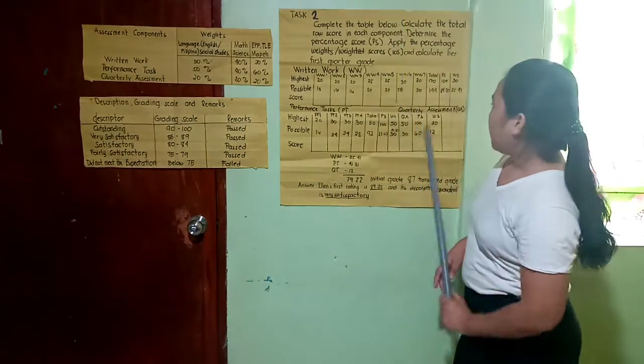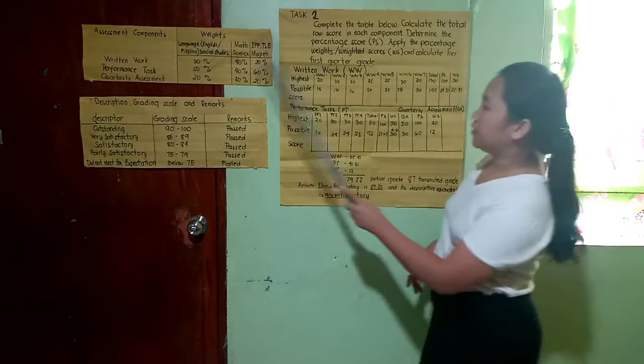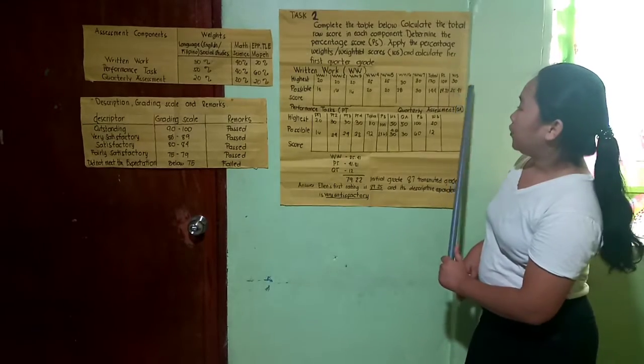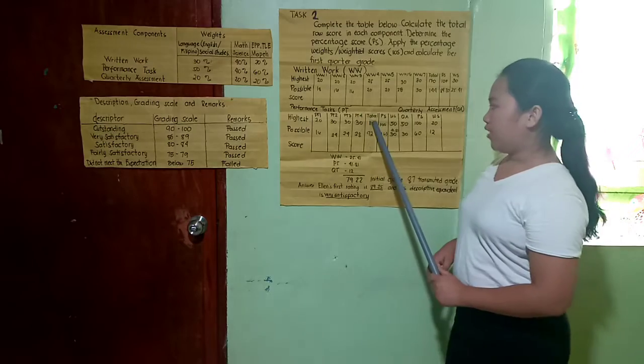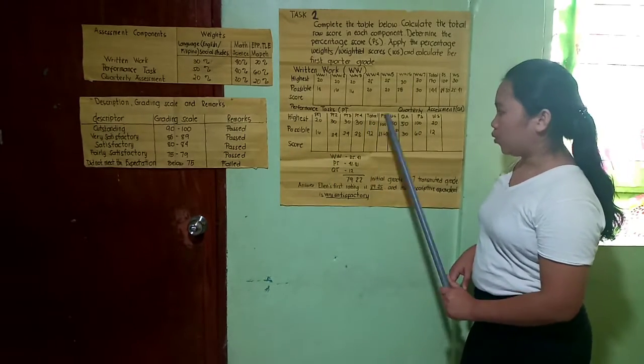So 84.70 times 30% written work gives a result of 25.41. In performance task, the highest score is 110. So she got 92 total points.